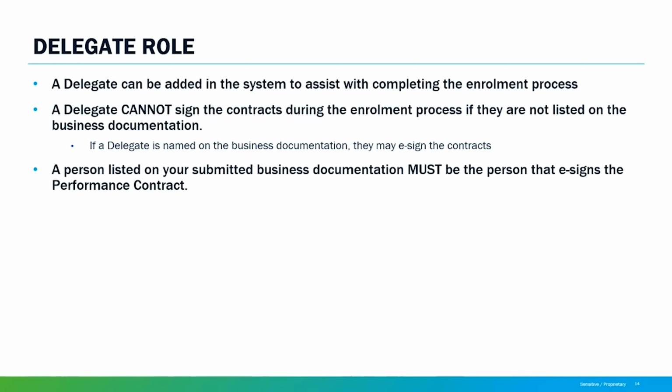As a delegate, they can still complete many sections of the application, such as entering data in the required fields and uploading required documentation. But when they get to the step to e-sign the performance contract, the owner will then need to sign back in and electronically sign the performance contract and submit the application. If your delegate is also named on your business documentation, then they can electronically sign the contracts. So for clarity, the person that signs the contracts, whether it is the owner or delegate, must be named on the business documentation.